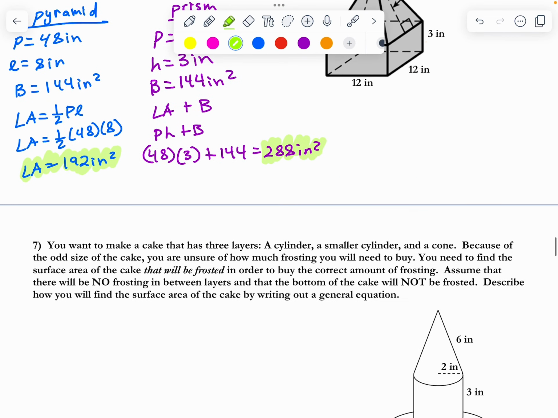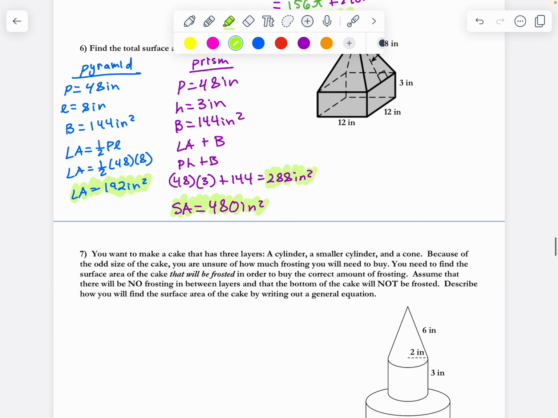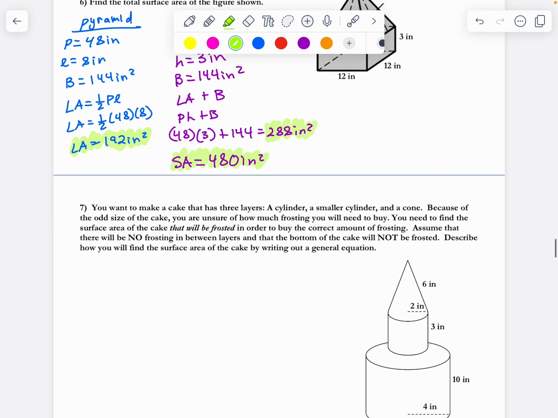Sweet. So now we just add both of these together and we get our total surface area. So our surface area total is going to be 288 plus 192, giving us 480 inches squared. Wonderful. Okay. Right. So dividing things into two separate parts like this can be very helpful.